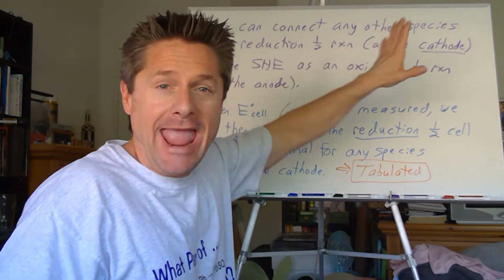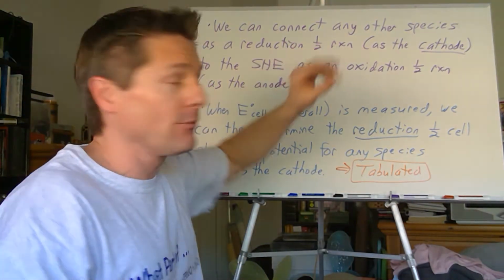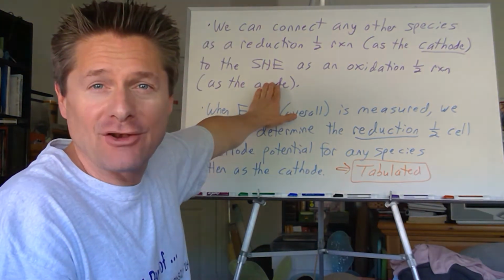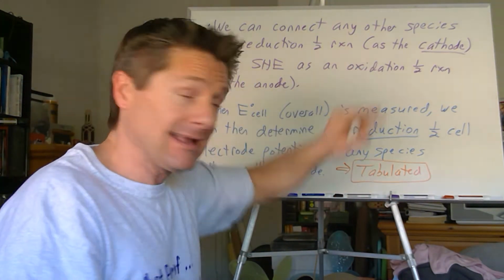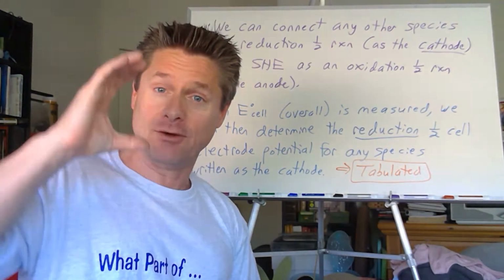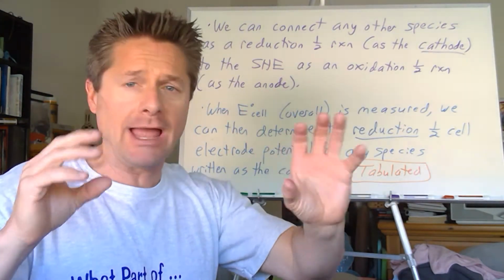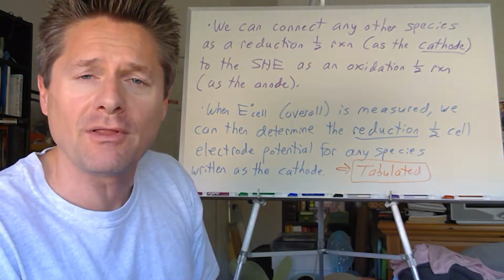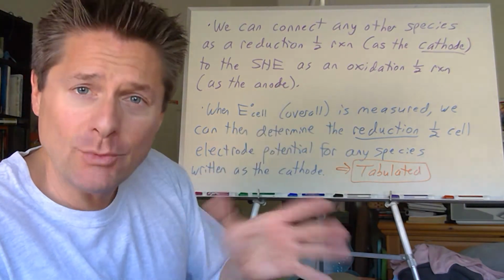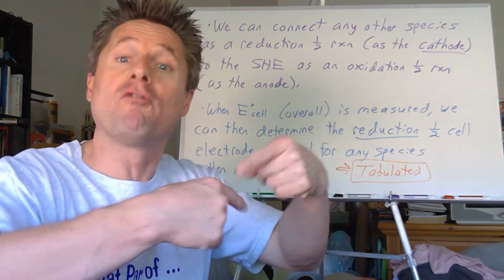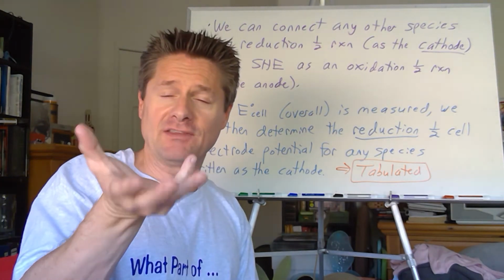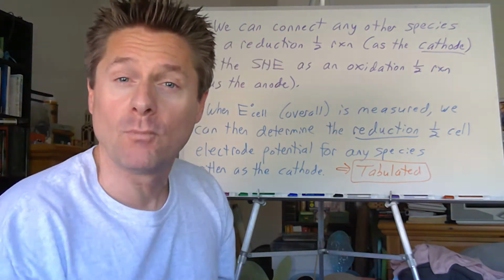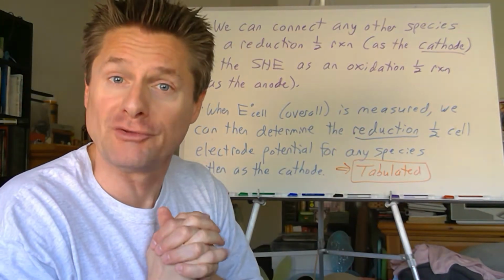We can connect any other species, like I said, as a reduction half reaction, written as a cathode on the right-hand side, to the standard hydrogen electrode, or SHE, as an oxidation half reaction as the anode on the left-hand side. So anode here, cathode there. We can do line notation. We could draw the beakers and all the connective wires and the salt bridge and all that fun stuff. By doing so, we can now measure the overall cell potential. Stick a voltmeter in there, stick the standard hydrogen electrode here, stick the other species there, put the salt bridge in, boop! We get an overall cell potential difference between them.